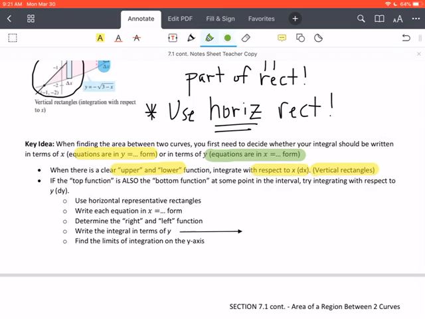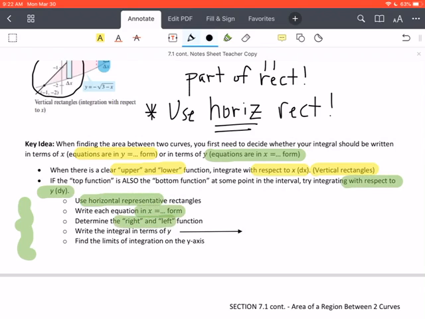Now on the opposite end of the spectrum, if the top function is also the bottom function at some point, it doesn't have to be the entire interval, try integrating with respect to y. Now I'm going to look at what that means with these bullet points here. When you're integrating with respect to y, that cues using horizontal rectangles. You need both equations in x equals form. And you're not looking at upper and lower, you're now looking at right and left functions.